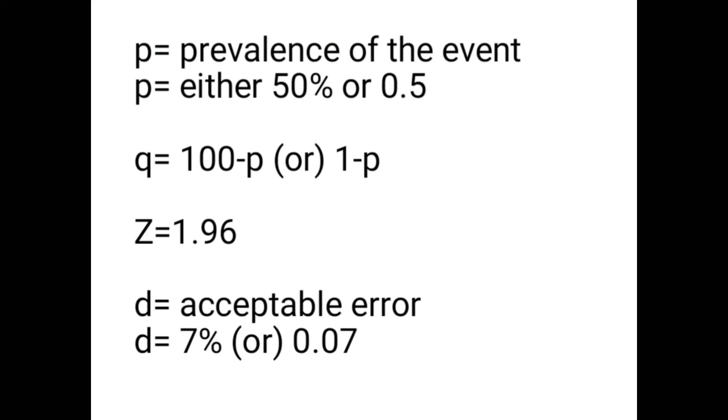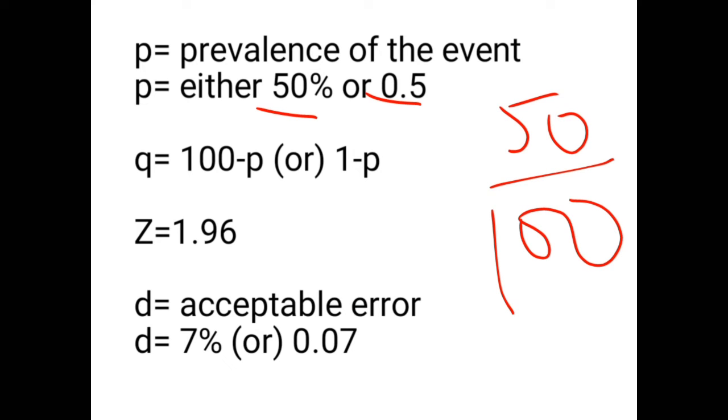P is the prevalence of any event. For example, if you are doing research on tuberculosis, then P is the prevalence of tuberculosis. But if you are doing research on resistant TB, then you have to see the prevalence of resistant TB. We can take P either in percentage or in decimals. If we are taking it in decimals, then we have to remove the percentage. For removing the percentage, we will divide it by 100. So we will get 0.5.